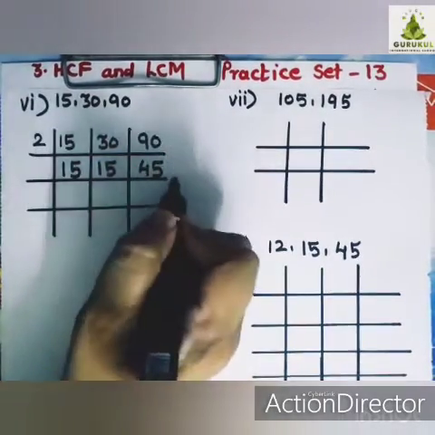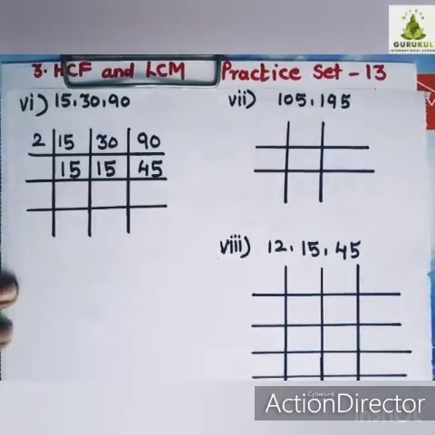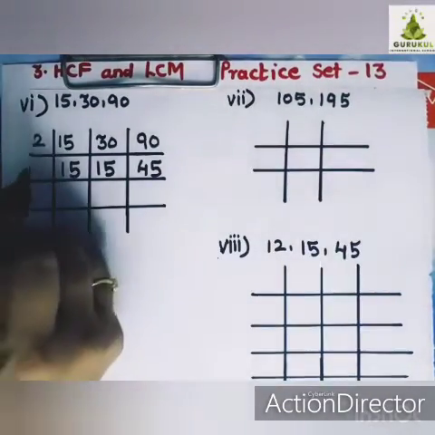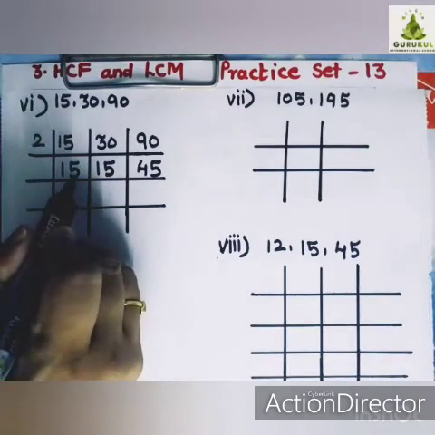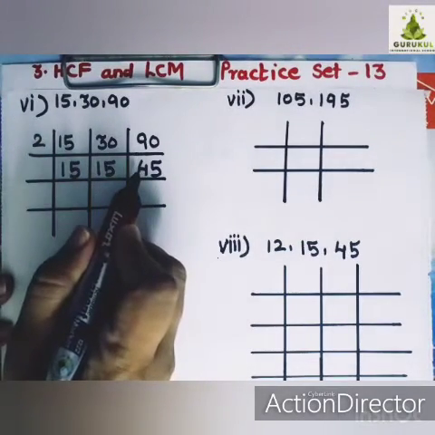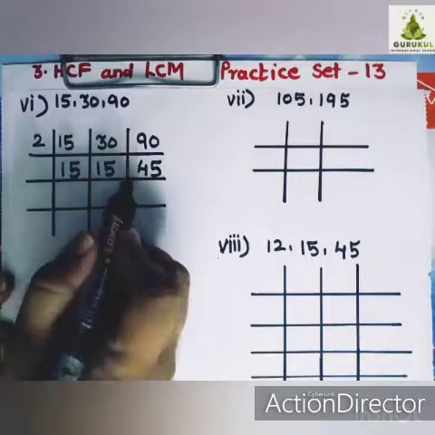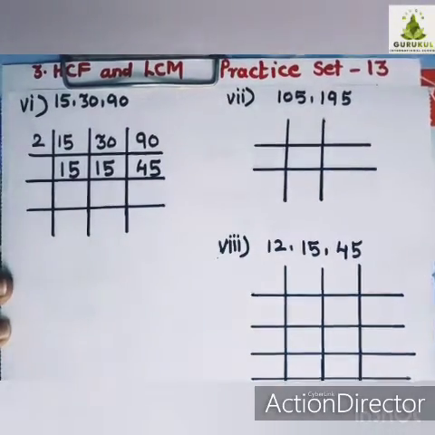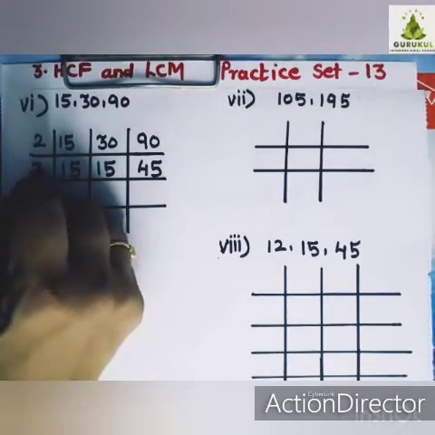Now these I am doing it orally, children. If you can't, you can just do the division in the rough work. Correct? So next, if you see 15, 15 and 45. Here we can't use 2 because all numbers are odd numbers. So I will start with 3.